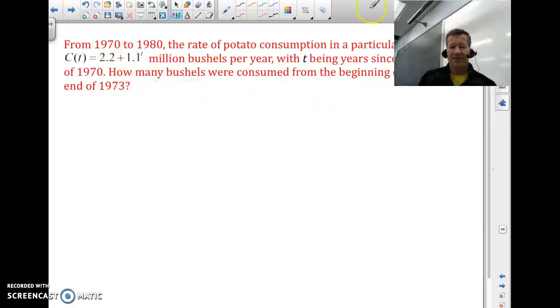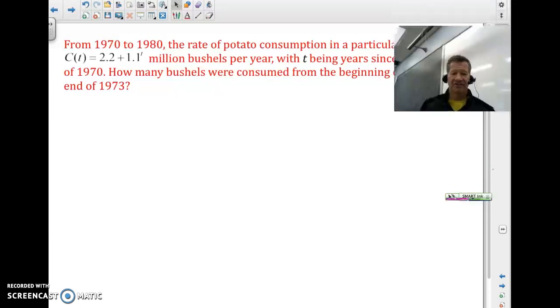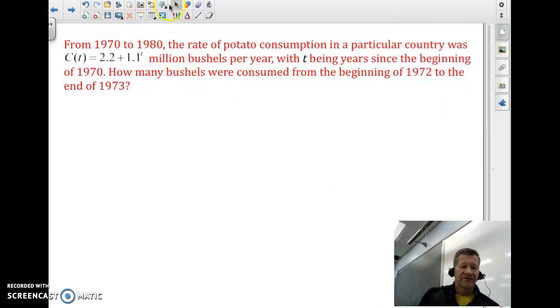Okay, last example, not having to do with acceleration and velocity, but instead of potatoes. It says from 1970 to 1980, the rate of potato consumption in a particular country was C of T is 2.2 plus 1.1 to the T million bushels per year, with T being years since the beginning of 1970. How many bushels were consumed from the beginning of 1972 to the end of 1973?